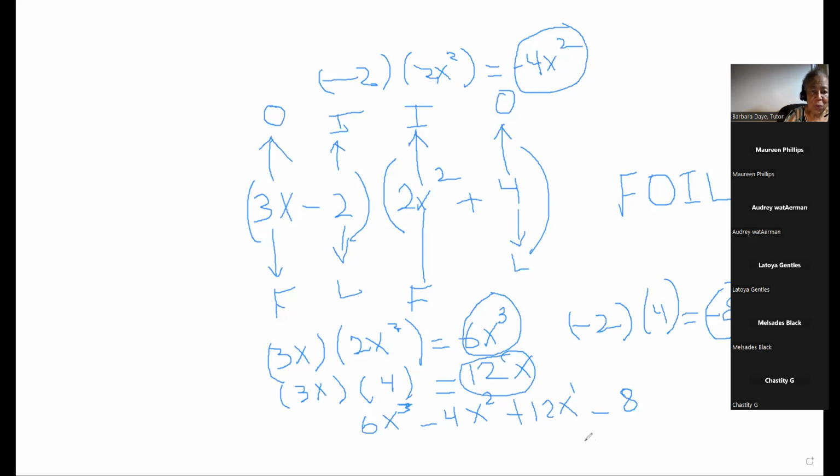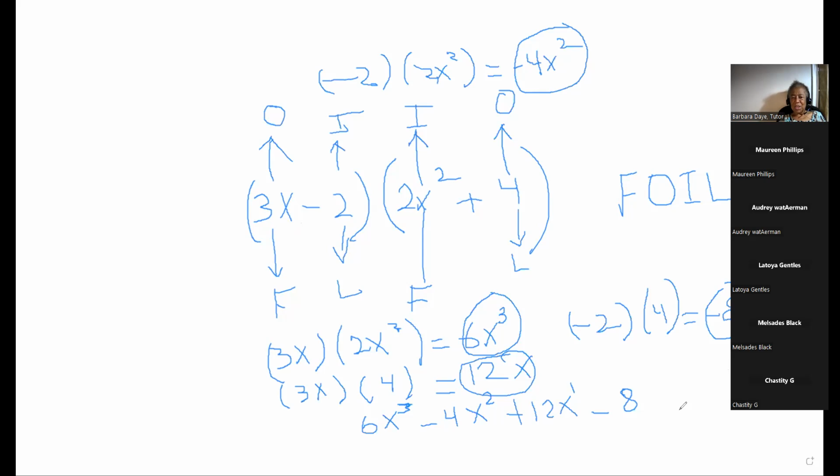Any questions on FOIL? It's a nice, neat way of doing multiplication of binomials. You've got two terms here and two terms here. Okay, you okay on that, Audrey? Yes, I'm okay. I just don't know how you get that 24 there. Okay. Any questions on FOIL? How you use it to multiply binomials?